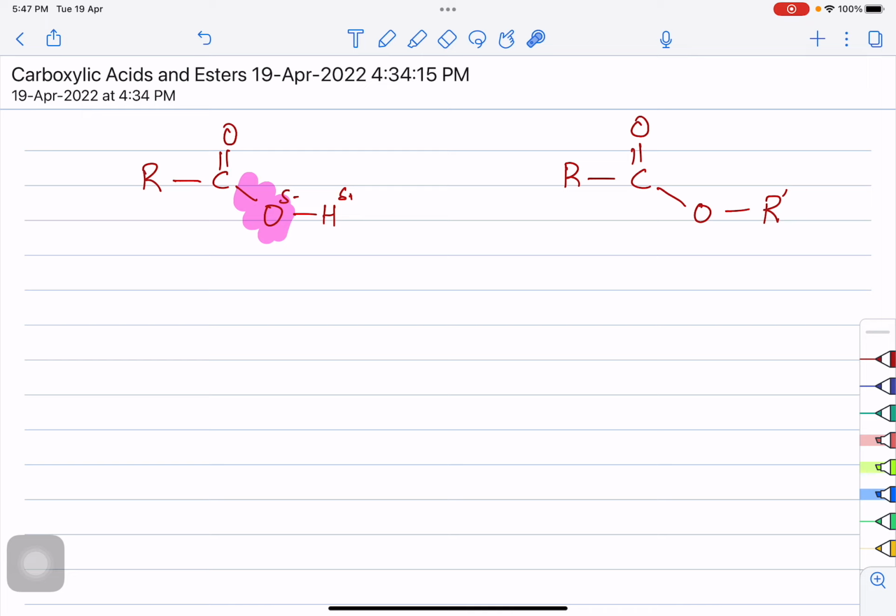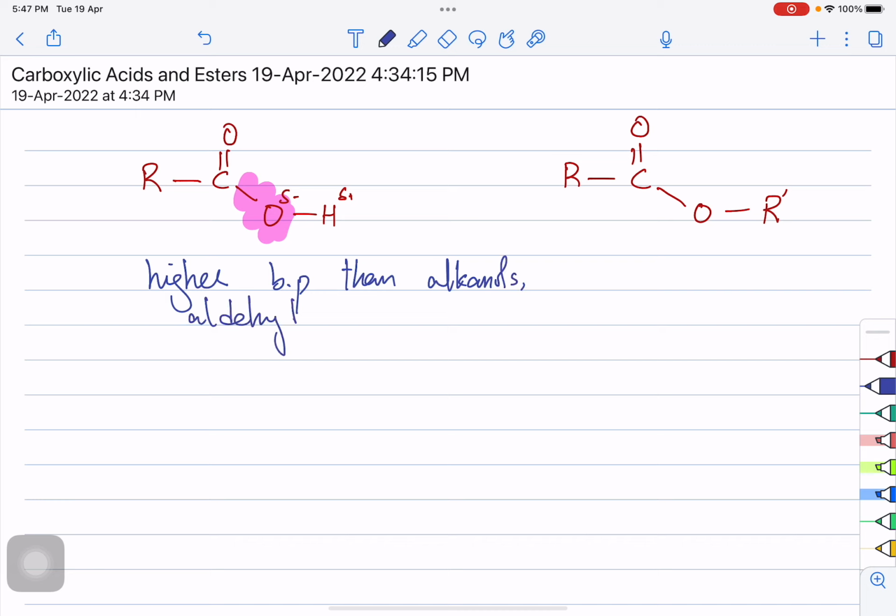Now, when it comes to boiling point or other physical properties, these things have higher boiling points than alcohols, and of course alkanols, which is alcohol, even aldehydes. And the primary reason why that happens is hydrogen bonding. They are able to form hydrogen bond with each other, and not just with each other, with water as well.